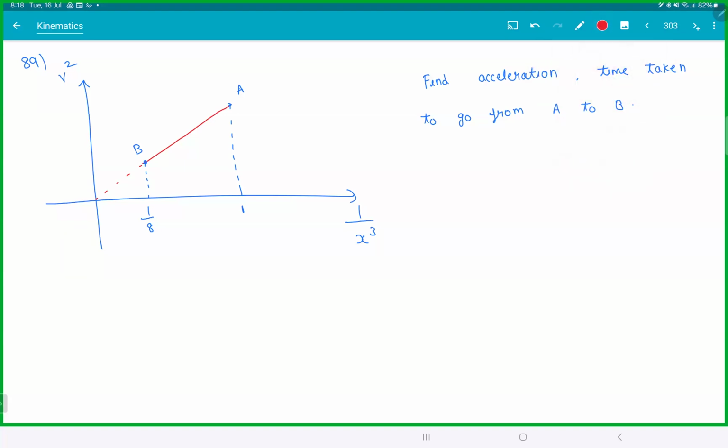Wait, I forgot to give something. This angle is 45. Now, if you said it's v square and 1 by x cube, pretty weird one. This has no area, slopes, they don't have any meaning. So if you get some non-standard graph, you just get the equation between them and solve. Let's get this.